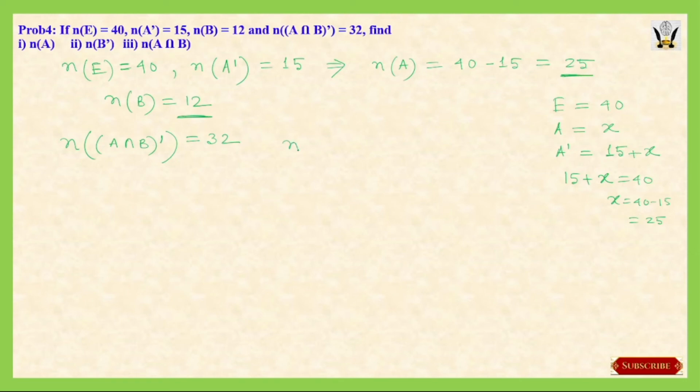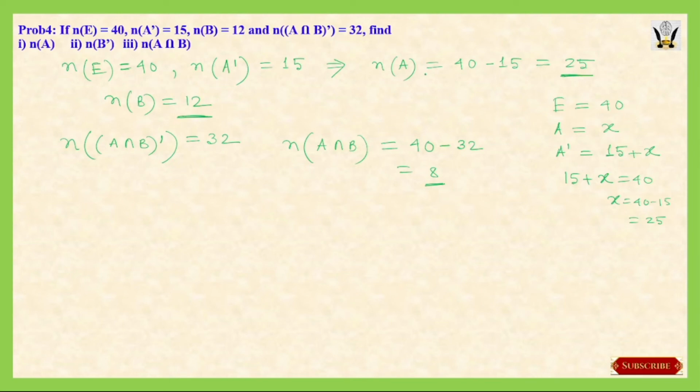That means the cardinal number of this intersection operation will be what? It will be based, again, on the universal set. That value is fixed, which is 40. So 40 minus 32, that value will be 8. So the cardinal number of the intersection will be 8, because the cardinal number of the complement of the intersection is given as 32, and the cardinal number of the universal set is fixed, and that is 40 for this problem.